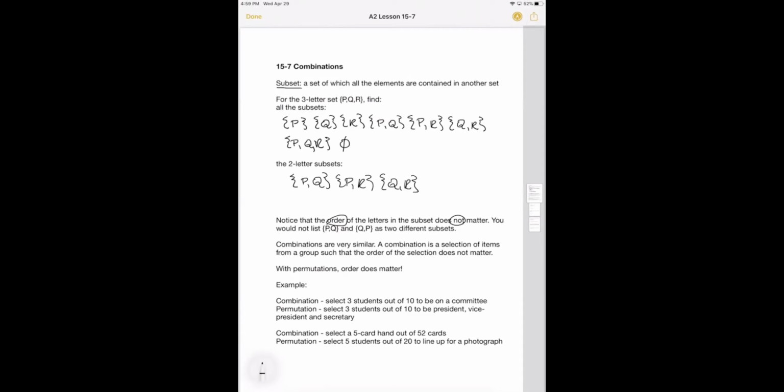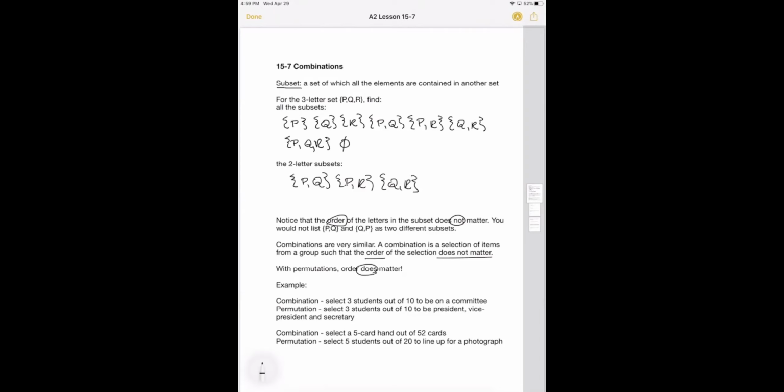Now, combinations are very similar to subsets. A combination is a selection of items from a group such that the order of the selection does not matter, just like the order in the subset does not matter. With permutation, order does matter. So let's look at some examples so you can tell the difference.